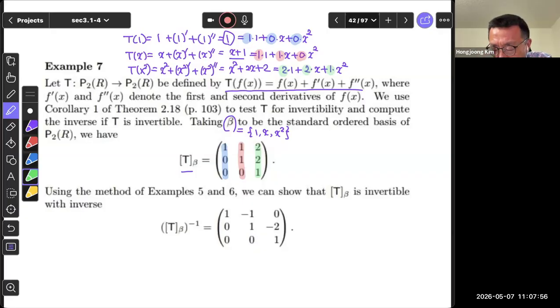And beta is the standard ordered basis. And as the name says, this order matters. So beta consists of 1, x, x squared, not x squared, x, and 1. So if I change a basis, the matrix will be changed.